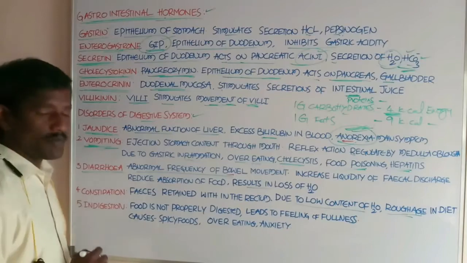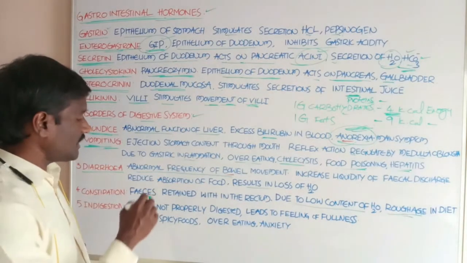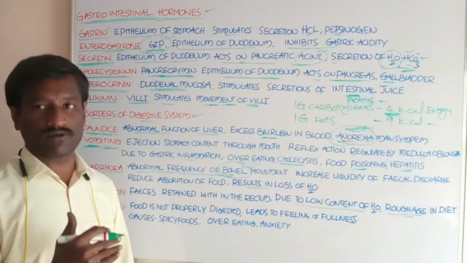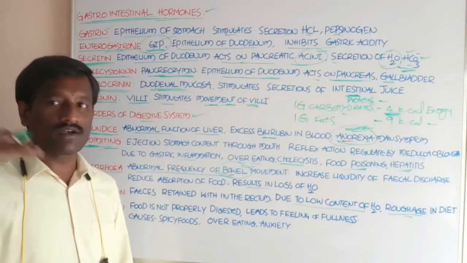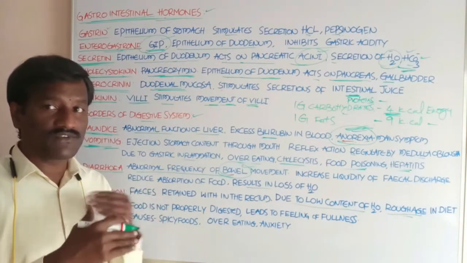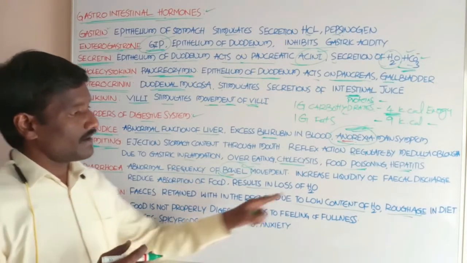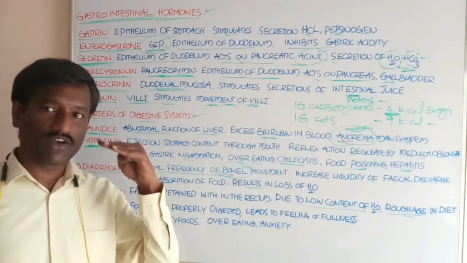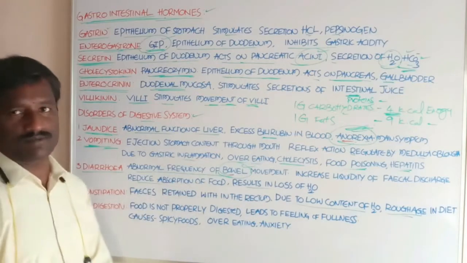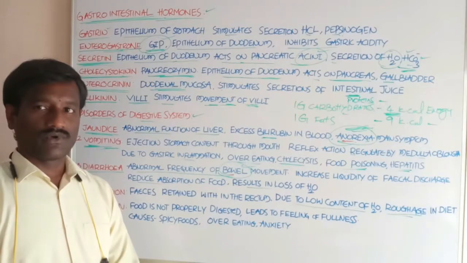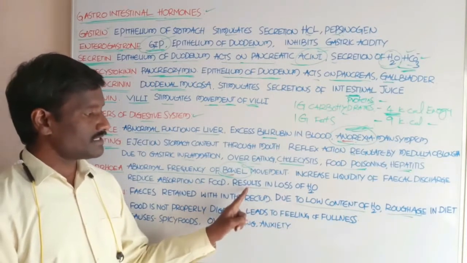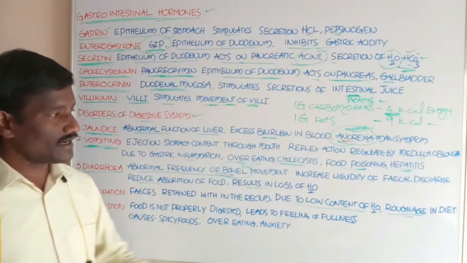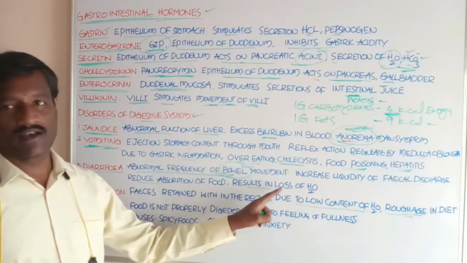And another one is diarrhea. What is the meaning of diarrhea? Diarrhea means abnormal frequency of bowel movement. Bowel means the part below the stomach, for example, the large intestine and small intestine. Abnormal frequency of bowel movement leads to diarrhea. It increases the liquidity of fecal discharge and reduces the absorption of food. This results in loss of water from the body, which leads to dehydration.